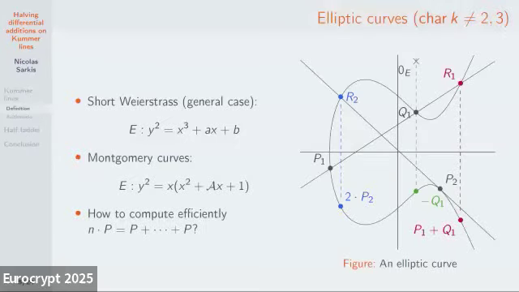On Kummer lines, first a bit of a reminder on elliptic curves. They are given by a short Weierstrass equation, which is y squared equals a polynomial of degree 3. They have this shape, and they have a group law, which you can get geometrically. And since you have a group law, one question is how do you compute efficiently n times P, so P plus P plus P. In this work, we are interested especially in Montgomery curves, the second kind of curves, with y squared equals x times a polynomial of degree 2.